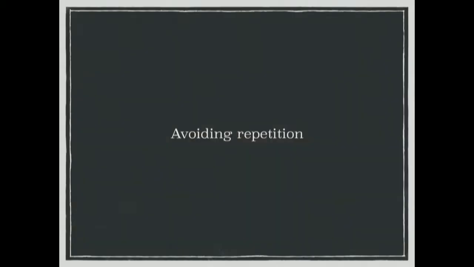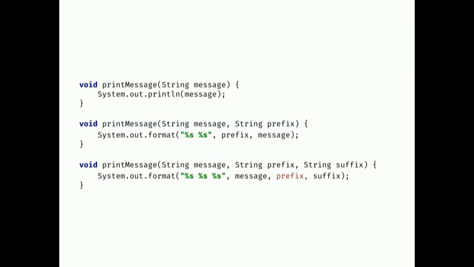Avoiding repetition. Now this is a typical example that you have in Java, right? I have an overloaded version of print message, and in fact, there's a bug on this screen, right? What is that bug? Because, well, I've highlighted it in red. Can someone tell me what the bug is? Yes, the prefix comes after the message, right?